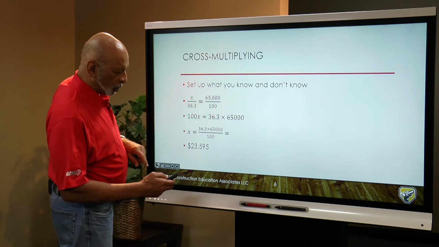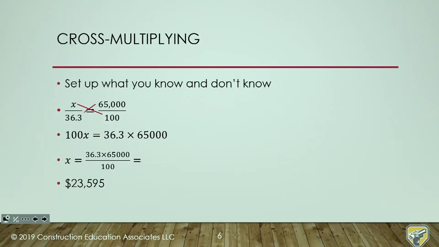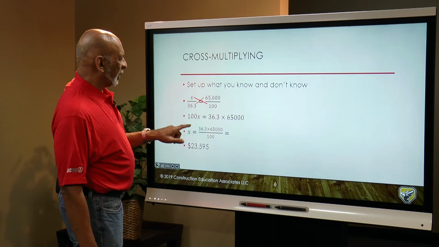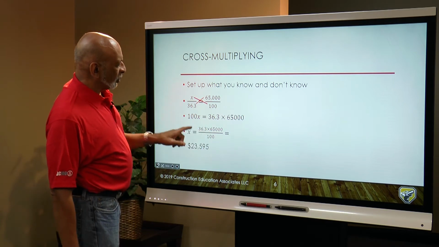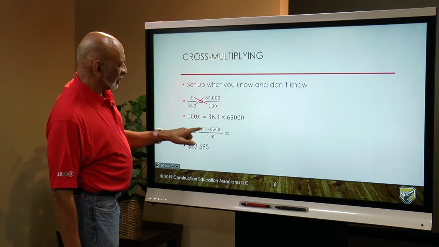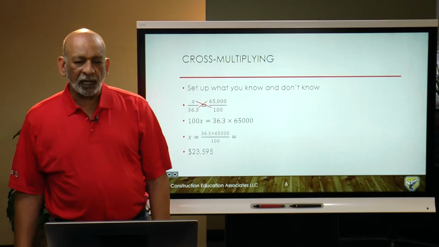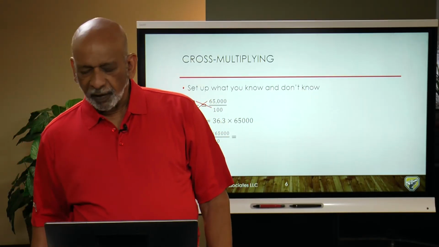So you simply cross multiply once you've set up this equation. And so you notice I put those two red lines in there. So we multiply X by 100 to get 100X. We multiply 36.3 by 65,000, all right? And then to get the correct answer, we divide both sides by 100. So the equation that you're going to run through with your calculator is 36.3 times 65,000, that's what you see here, divided by 100. And the answer is 23,595.